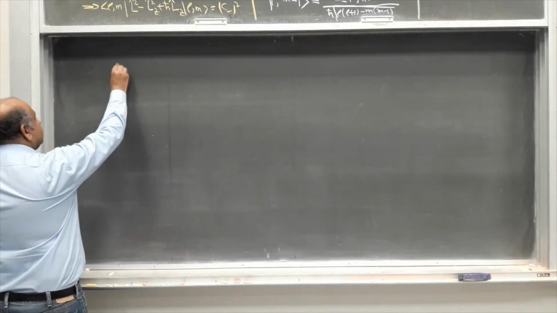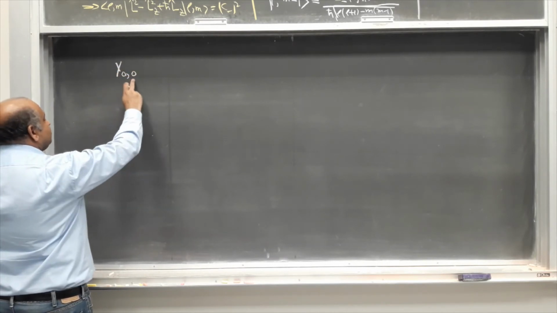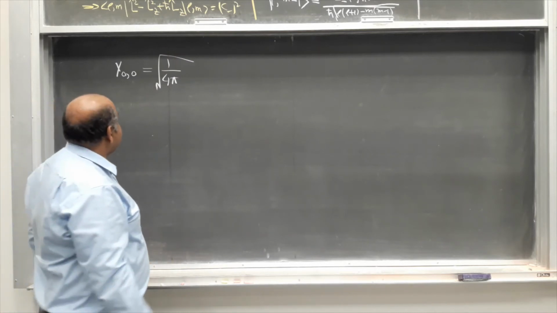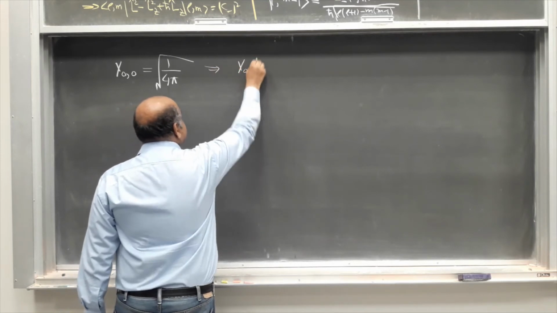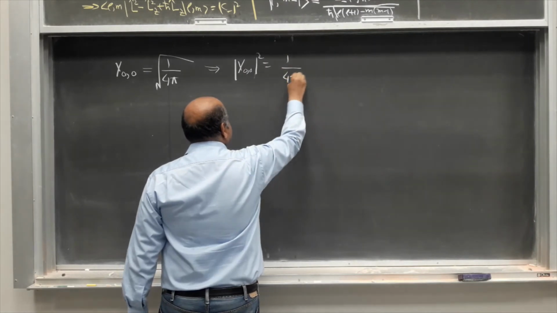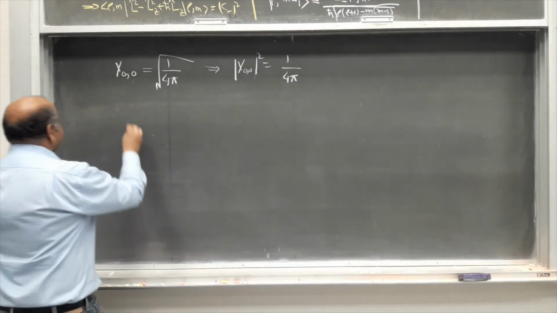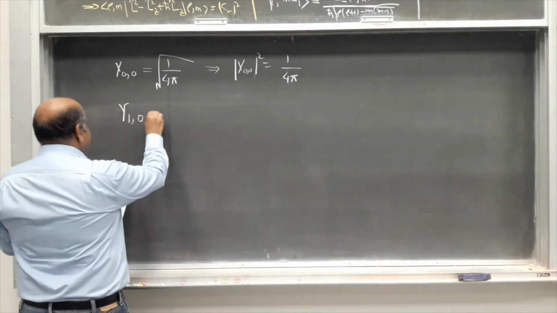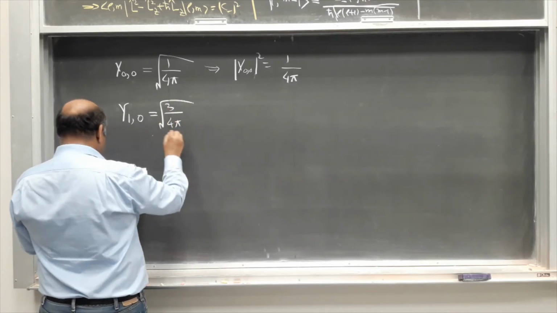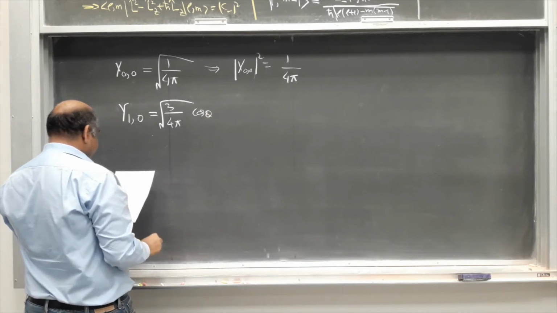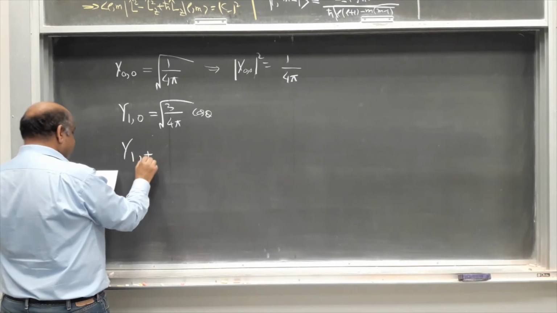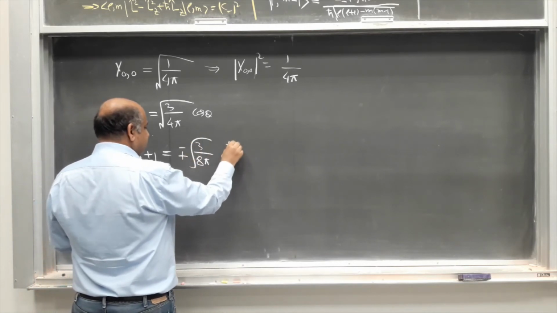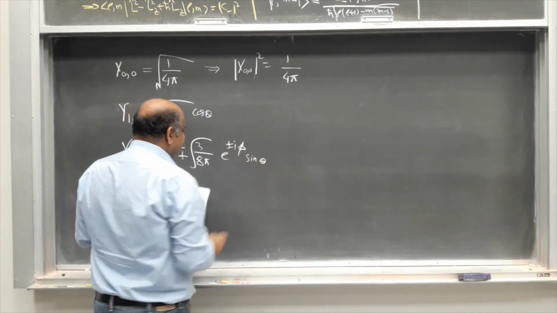So for the L=0 case, there is only one value of m, which is m=0. So for L=0, m=0, if you put it in that equation, we get 1 over 4 pi. Which means that the spherical probability distribution |Y00|^2 is 1 over 4 pi. Similarly, for L=1, m could be 0, and if m is 0, then the function becomes square root of 3 over 4 pi cos theta, and when m is either plus 1 or minus 1, it becomes e^(±iφ) sine theta.